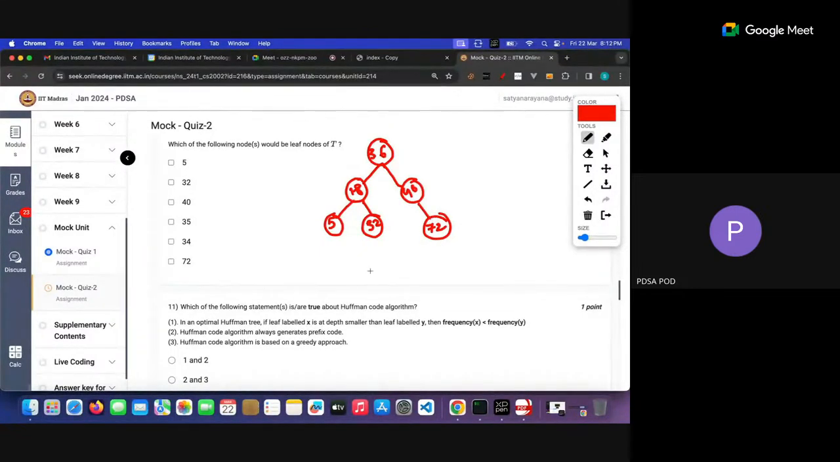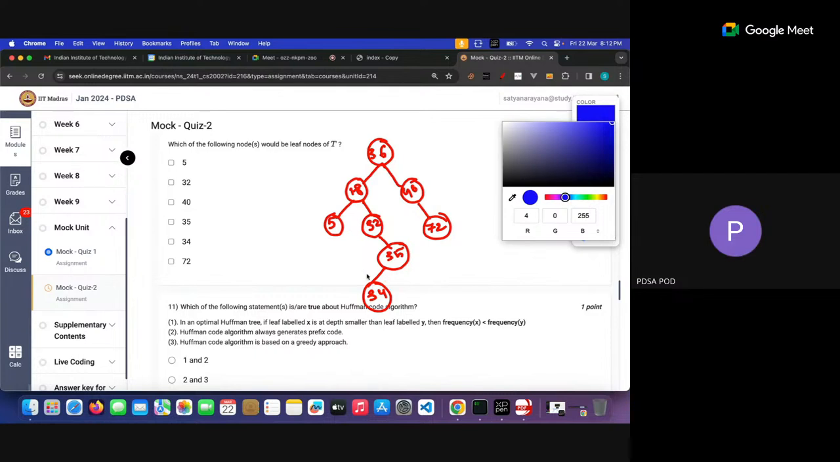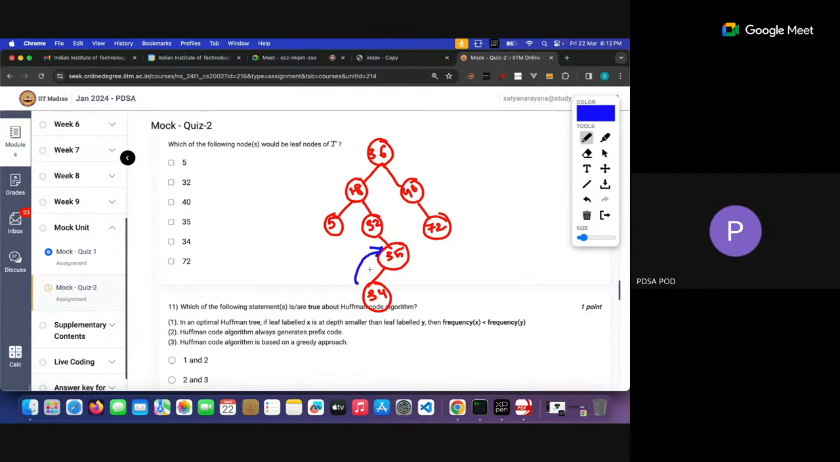Then the next element, 35, is added. After adding 34, there is an issue: the balancing factor is violated. What kind of rotations do you apply? First it is a right rotation, then a left rotation. Is it clear? First you need to do this rotation. Is it RL? Yes, sir.